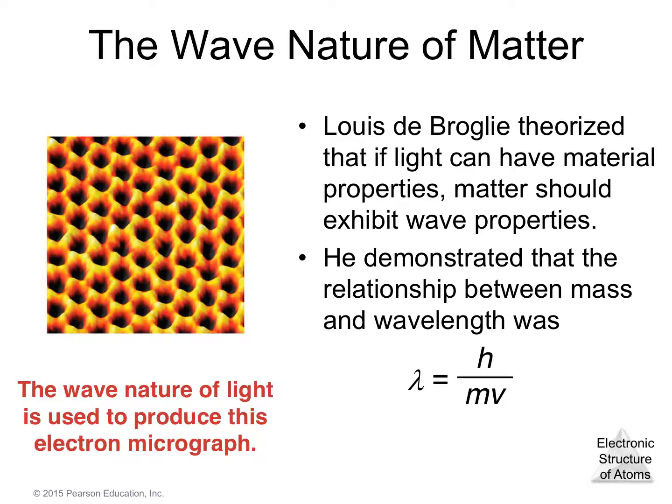A scientist named Louis de Broglie began applying this to the electron. He noted that the electron, which is a particle, moves like a wave around the nucleus, and so it must have a wavelength. So he came up with a formula that relates the wavelength of the electron to its mass and velocity. And the h that you see here is Planck's constant.